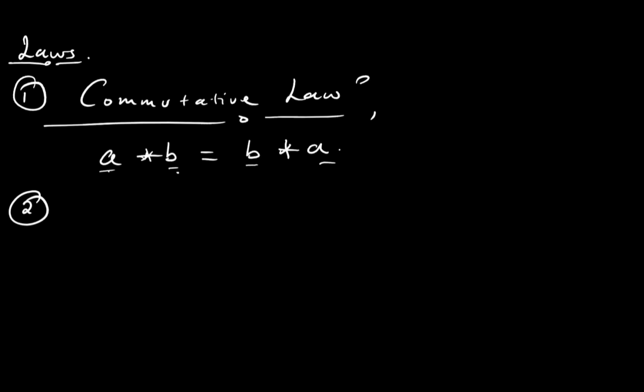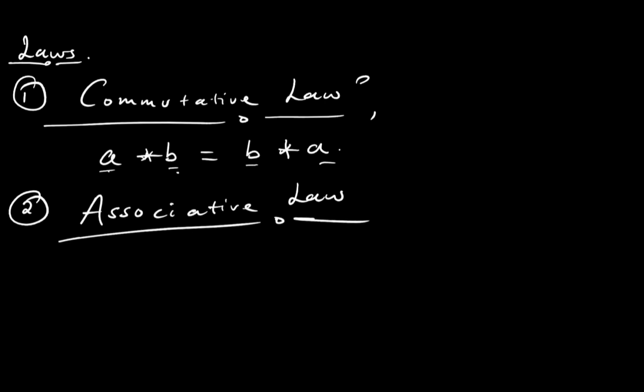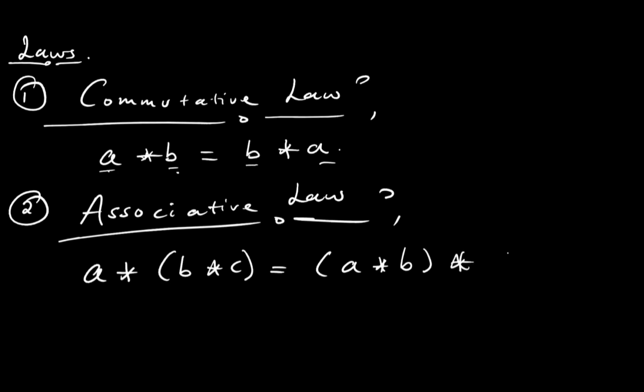The second law is the law of association. So we'll look at the associative law. Now this is like multiplication. It means that A star B star C is the same as, say I multiply A with B first, the same as one having A star B star C. So if this holds true, it means that the operation is said to be what? Associative.